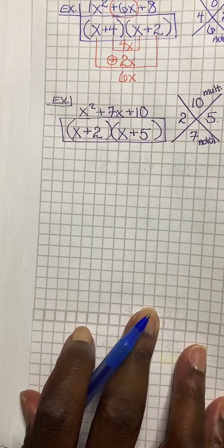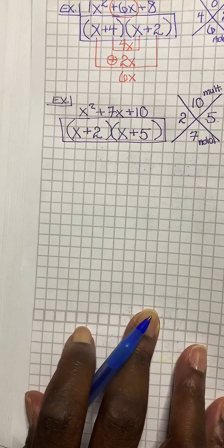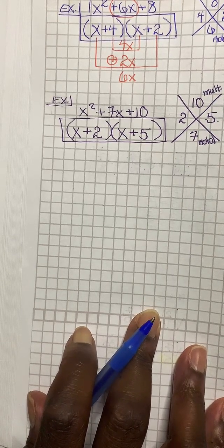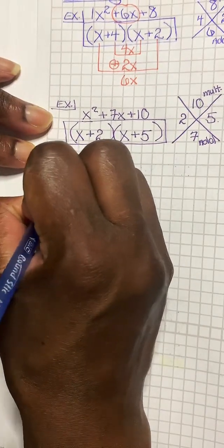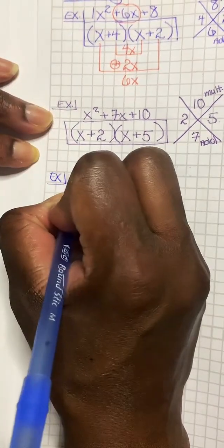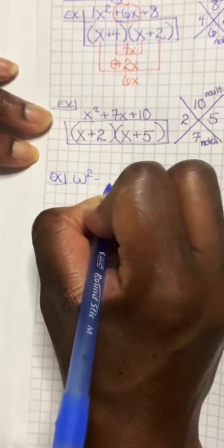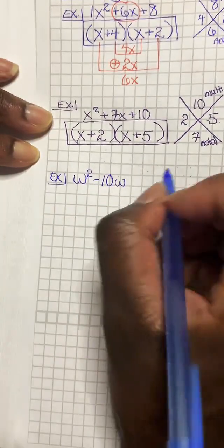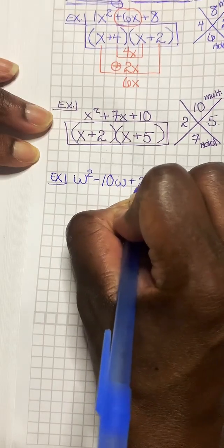All right, so we got those out of the way. Now, let's try this one. All right, I might even change it up from the X. I'll put a W there. Woo, she's getting fancy. So W squared minus 10W plus 25.